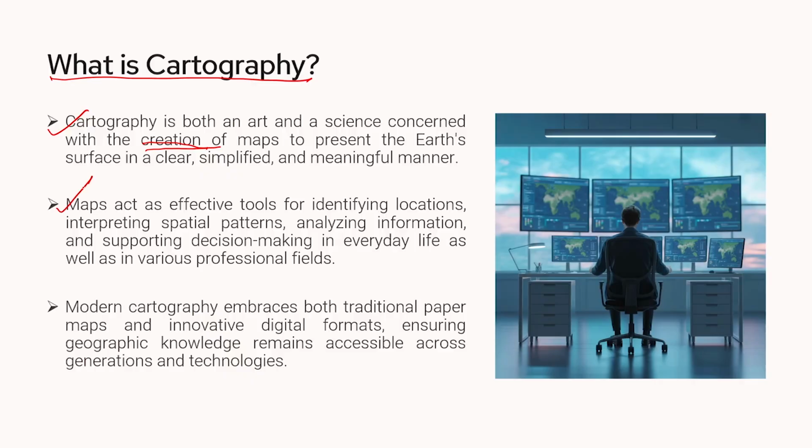Another one is that maps act as effective tools for identifying locations and interpreting spatial patterns. What type of spatial patterns do we have? When I want to talk about vegetation, what type of vegetation pattern do I have? In the equatorial area, what type of pattern do I have?